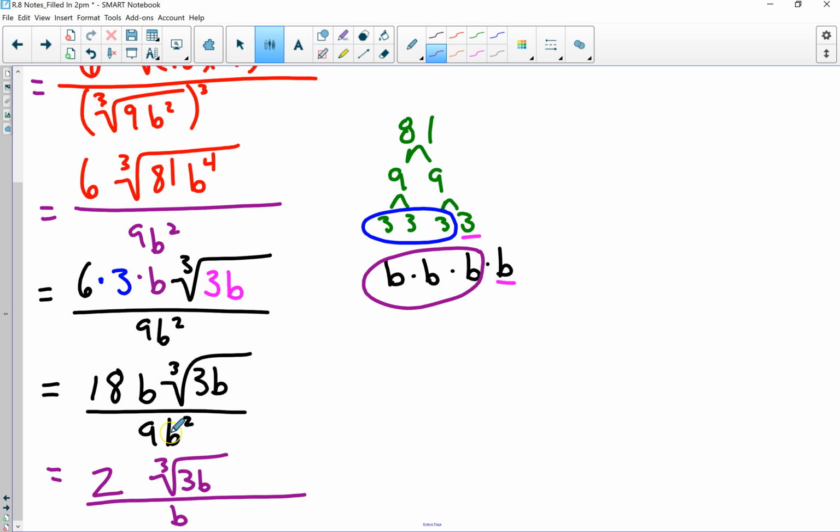I know it's very tempting to cancel another b, but my b is underneath the cube root, and so I can't do anything with that because it's trapped underneath the cube root. So that's really the best we can do there, is to leave it like that. And let me actually move my 2 over so there's not quite such a big gap there. And that's it. That's all we can do.